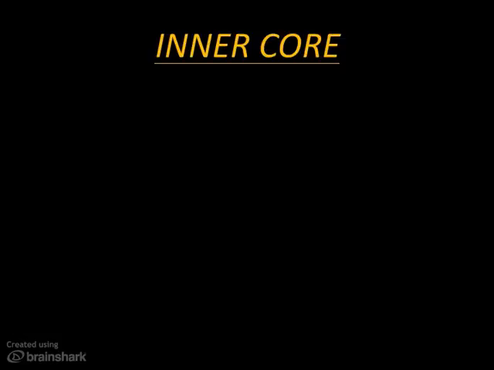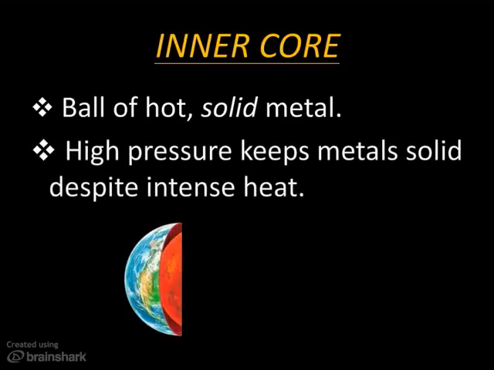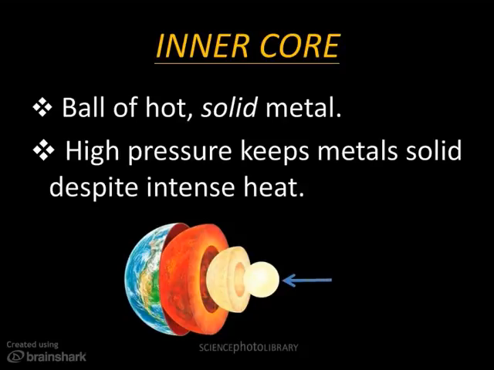Now let's take a look at what each of the individual layers are like, starting with the inner core. The inner core is actually a ball of hot, solid metal. Even though the inside of Earth is the hottest, it also has the most pressure. And because of that intense pressure, something that's a liquid actually isn't allowed to become a liquid. It stays a solid. So the high pressure keeps metal solid despite the intense heat.